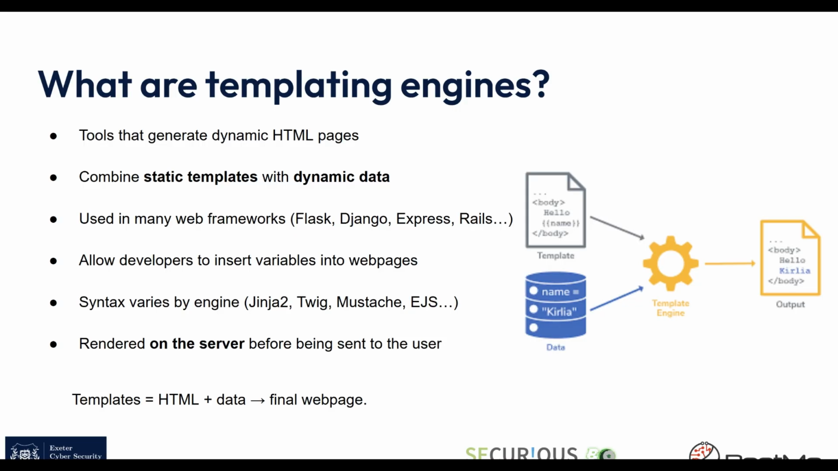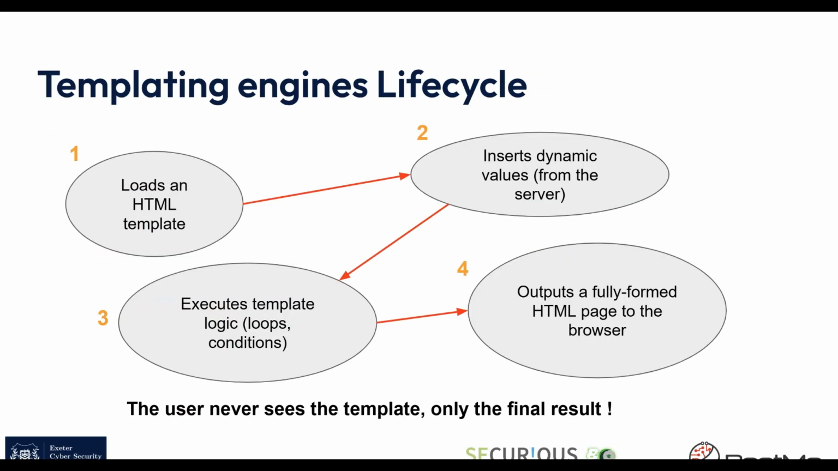So a quick life cycle of a templating engine would be, firstly, you load an HTML template that you made or that you just picked up online for your templating engine. Then you insert your dynamic values. For example, if I want my webpage to say hello, Maxim, because my name as a user is Maxim, then my dynamic value will be Maxim, and it's integrated in my template, which already had the hello input. So this is the second step.